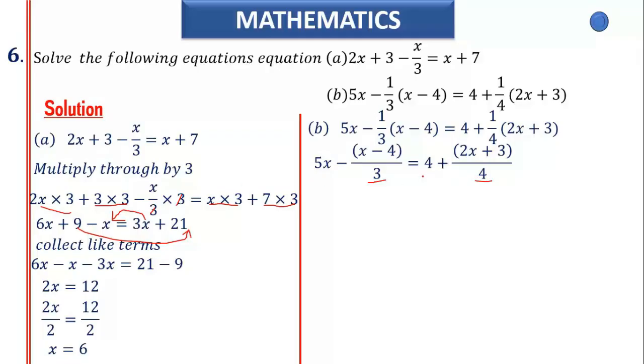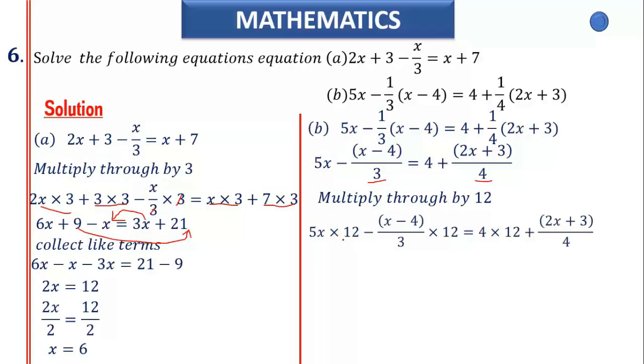We multiply through by the LCM. So we multiply through by 12, which is the LCM in this case. So if you're multiplying through by 12, from what you have, the 5x multiplied by 12, minus (x minus 4) over 3 multiplied by 12, and 4 plus everything equals 4 multiplied by 12 plus 2x plus 3 multiplied by 12. So at this point, you simplify what can be simplified.